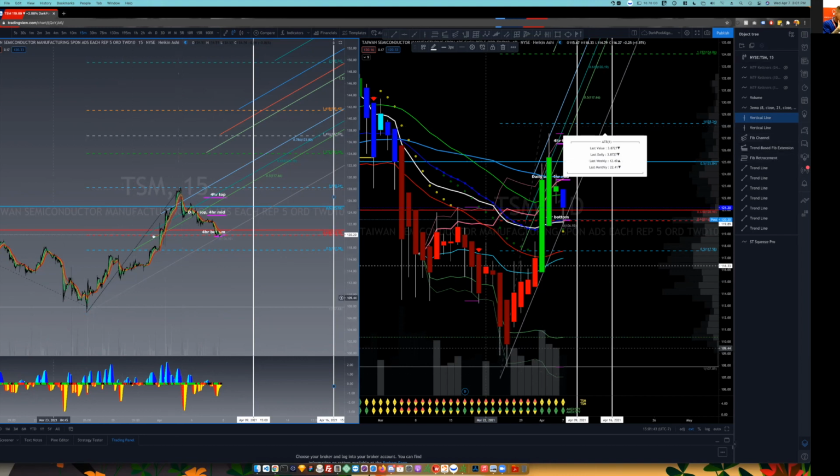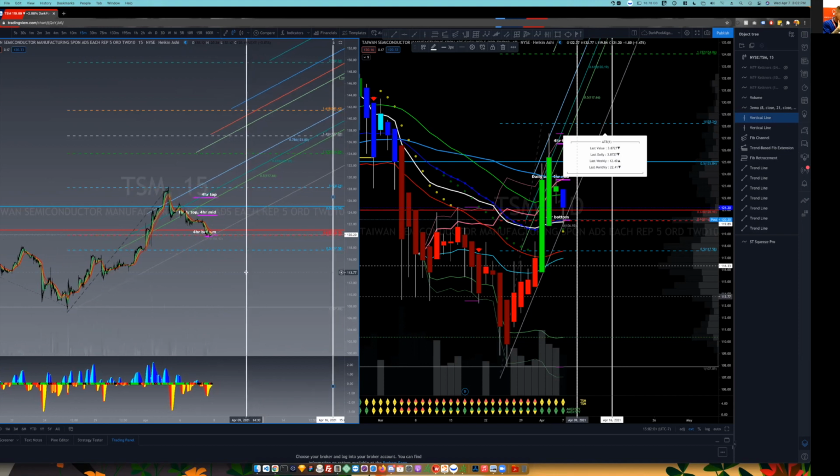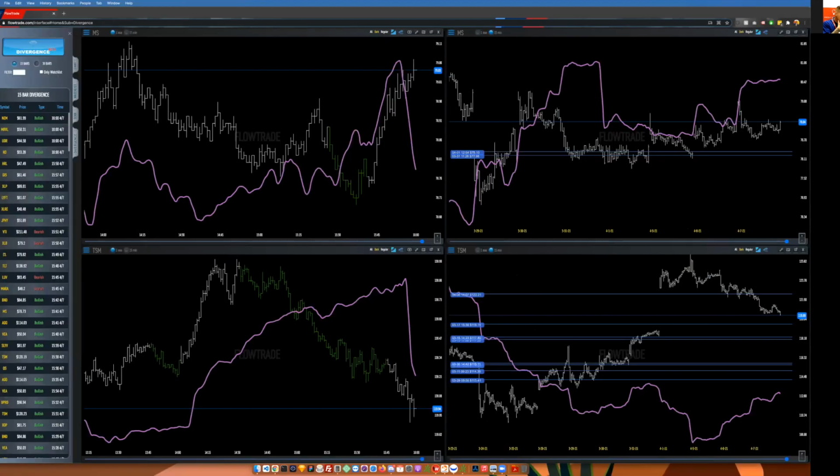We came up, we retraced past the 618, past the 50%, pulled back, found support. We found support here at the 120, 119, 120 level. Algos like that level and decided I want to start buying TSM again.